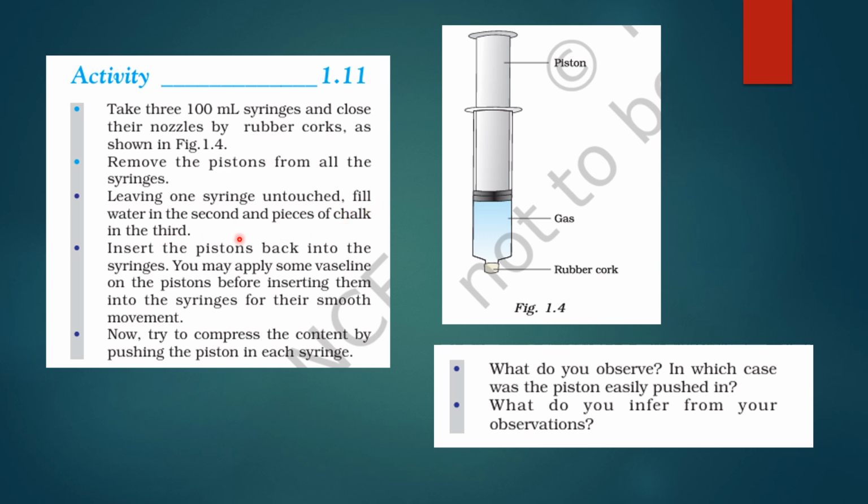Okay, now you insert the pistons back into the syringes. You may apply some Vaseline on the pistons before inserting them into the syringes for their smooth movement. Okay, now try to compress the content by pushing the piston in each syringe. So आप क्या ऑब्जर्व करते हो कौन से केस में पिस्टन इजीली पुश इन हो जाएगा एंड फ्रॉम दीज ऑब्जर्वेशंस व्हाट कैन यू इन्फर. सी एक सिरिंज में आपका एयर है.